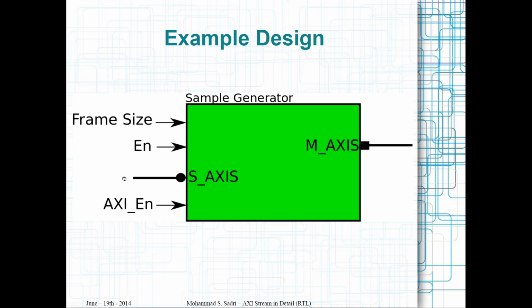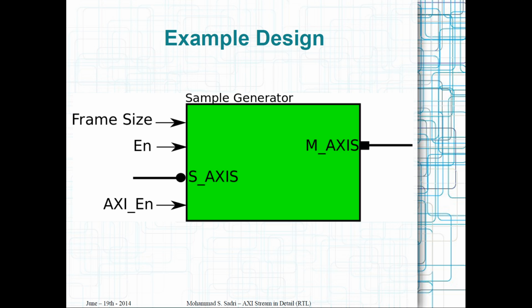Okay, what we want to do today is we want to create basically this block. This block is called sample generator, and what does it do? It doesn't do anything. It just contains an internal counter and it produces an AXI stream data over AXI port, which is a master AXI stream port, and the data will be the outputs of this counter.